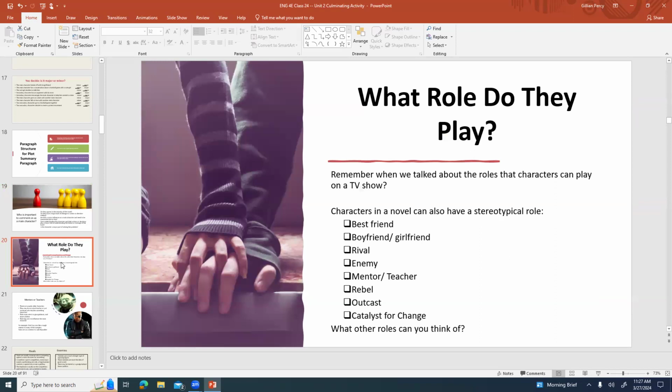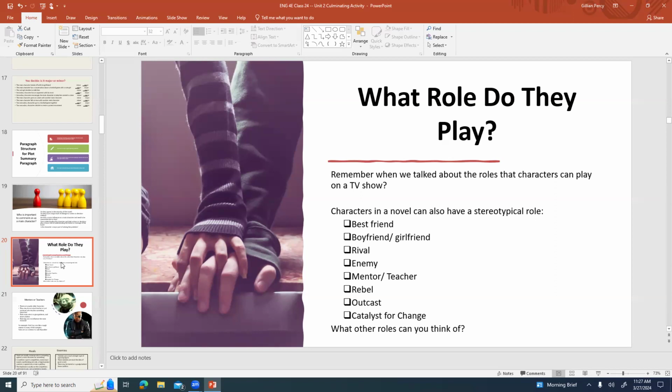Okay. Remember how we talked about the roles that characters can play on a TV show? Not just their specific name, but what job they do in the story. So that's true in novels as well. I call this stereotypical. I don't mean that in a bad way, but most novels will have these types of roles or characters, just because in real life, that's how it is too.